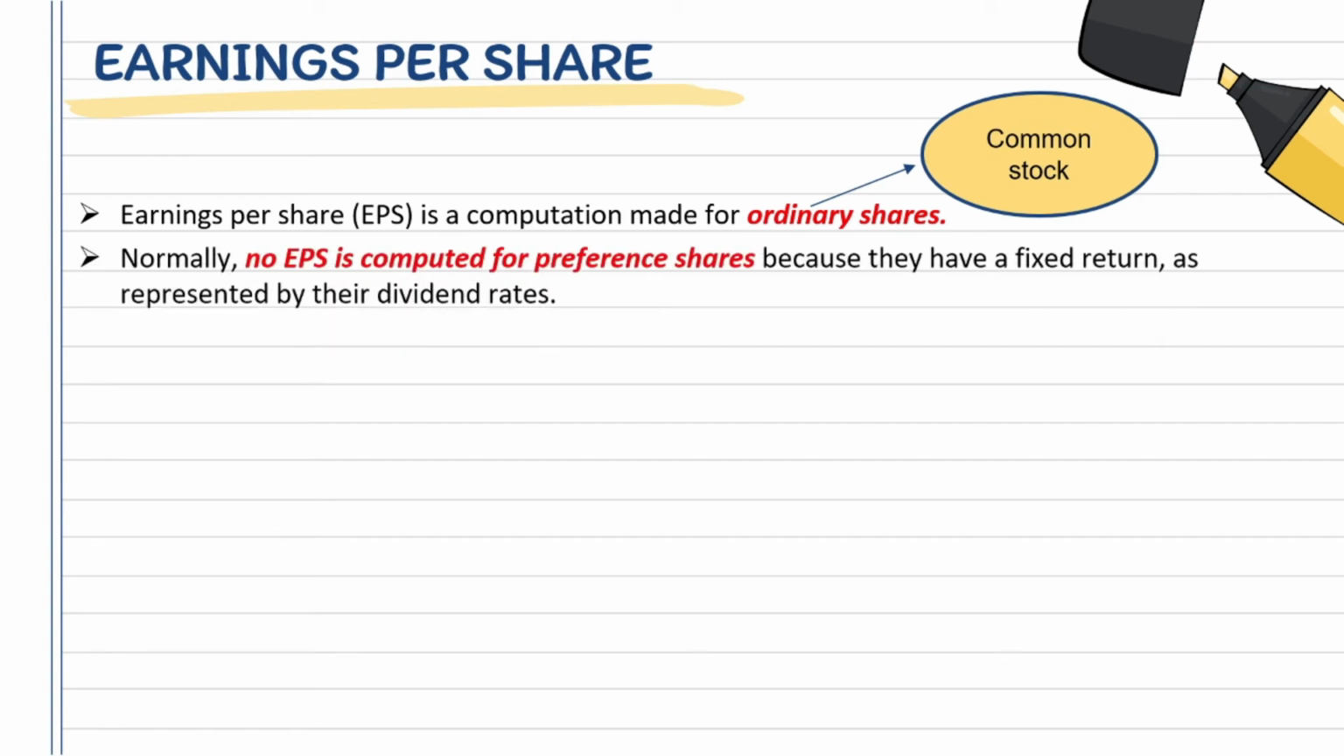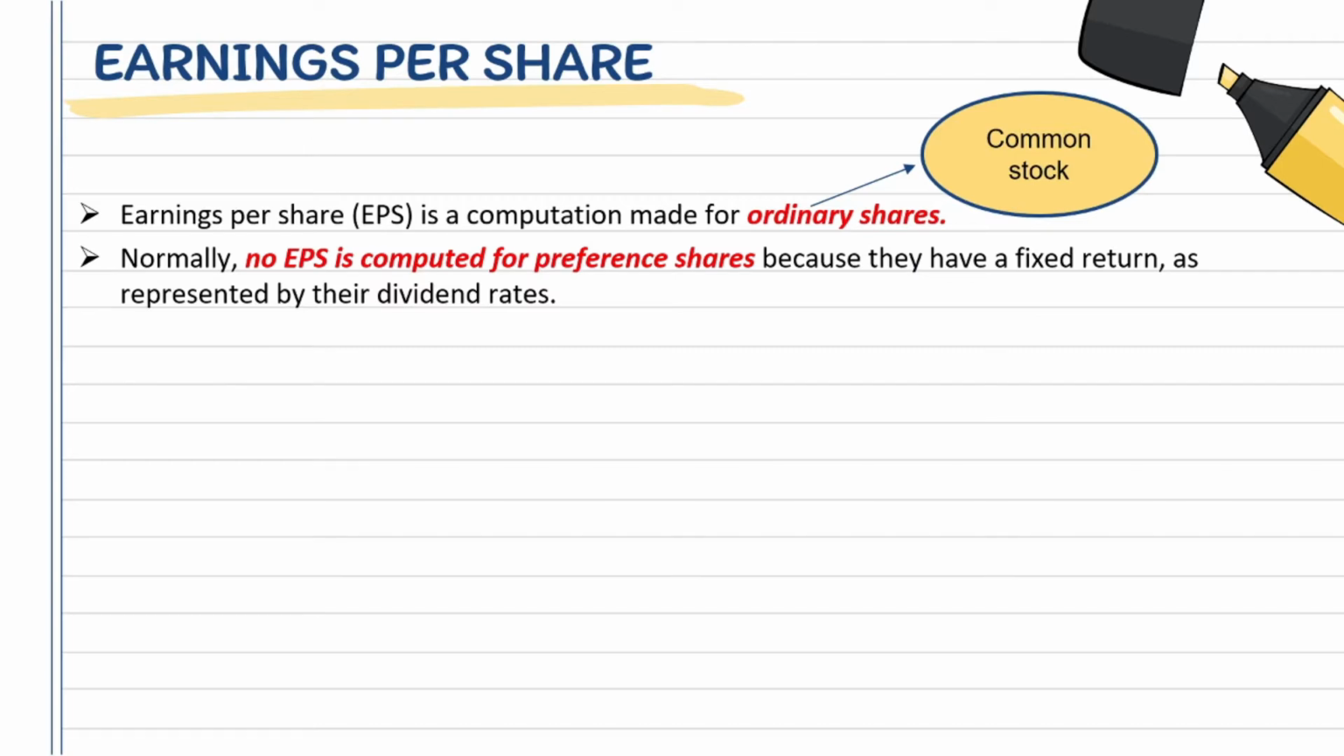In general, EPS is not computed for preference shares because they have a fixed return as represented by the dividend rates. However, when they are entitled to a variable return in addition to their fixed return, they may compute for EPS. For example, your participating preference shares. Such shares are considered as special ordinary shares for purposes of EPS computation.